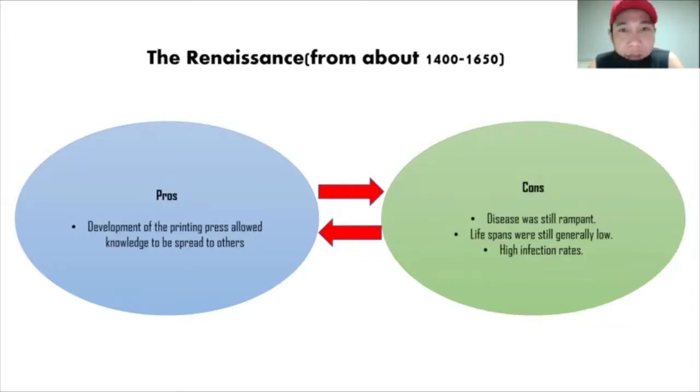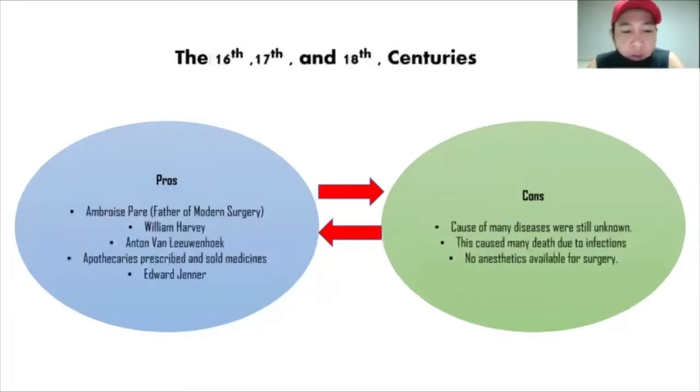As for the Renaissance, from about 1400 to 1650, the development of the printing press allowed knowledge to spread to others. It means not only one country had an idea on how to cure a disease, but it was shared to other countries. For example, a book about human anatomy was published at this time. This gives us information on how the human body is constructed, but even though we had knowledge of human anatomy, diseases were still rampant and lifespans were still short.